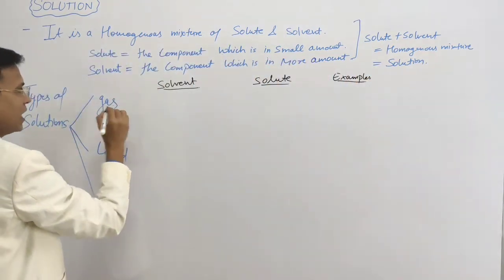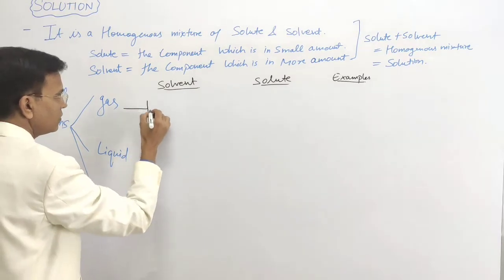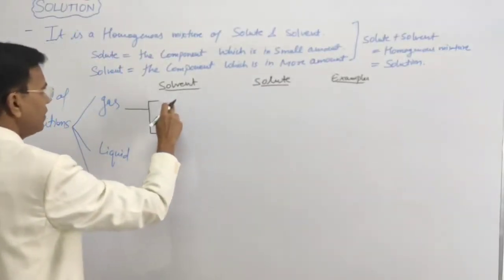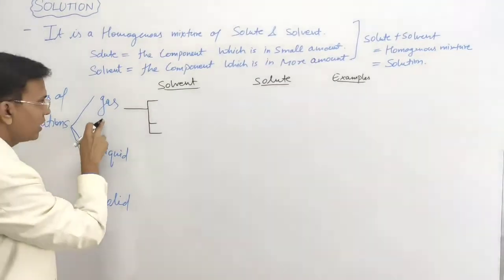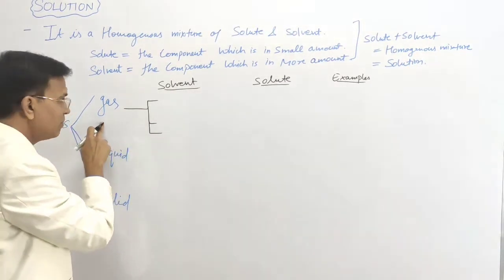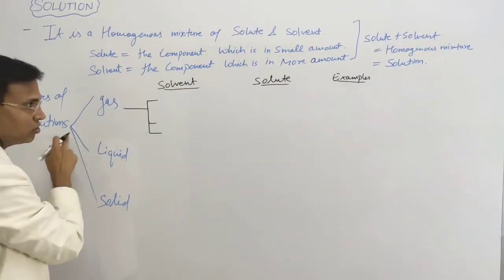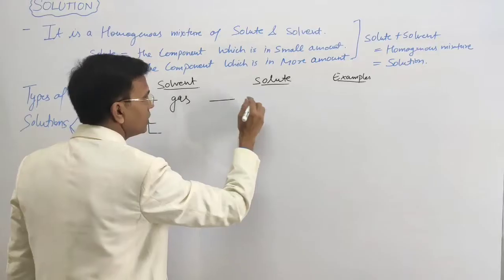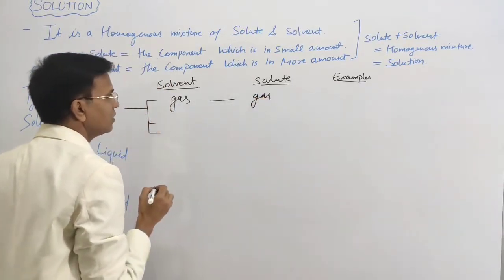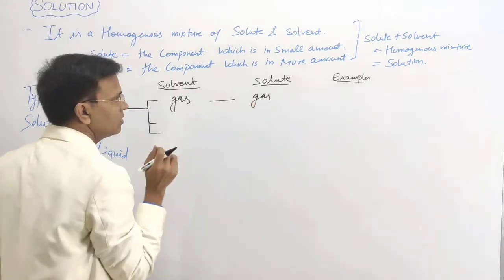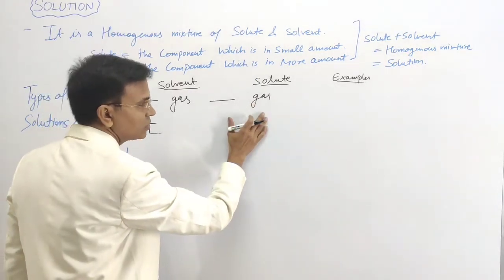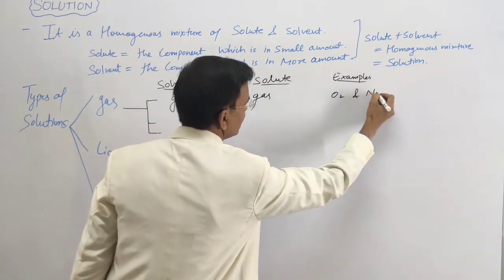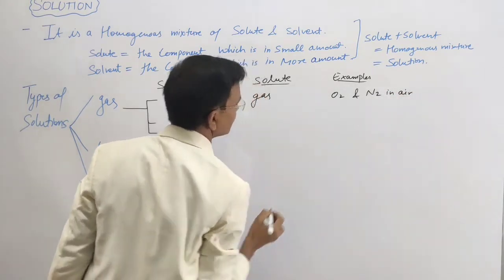Right? So here gas phase. So in gas phase, three kinds of solutions may be there. The first is where the solvent is gas. Gas solution means solvent is gas, because the major component decides the phase of the solution. In gas phase, if the solute is also in gas phase, the gas mixture gives the solution, a homogeneous mixture. For example, oxygen and nitrogen in air, right?